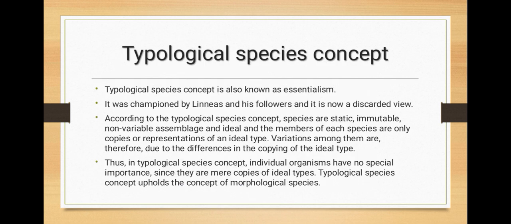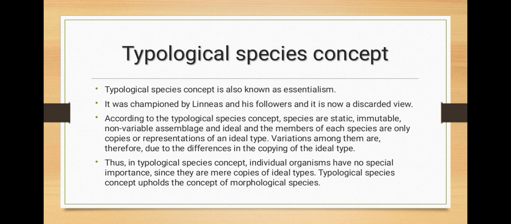Typological species concept. The typological species concept is also known as essentialism. It was introduced by Linnaeus and his followers, and it is now a discarded one. According to the typological species concept, species are static, immutable, non-variable assemblages, and ideal, with the members of each species being only copies or representations of the ideal type. Variation among them is therefore due to differences in the copying of the ideal type. Thus, in the typological species concept, individual organisms have no special importance since they are mere copies of ideal types.